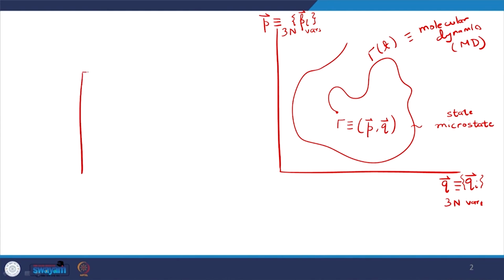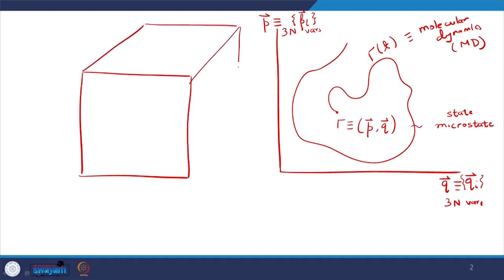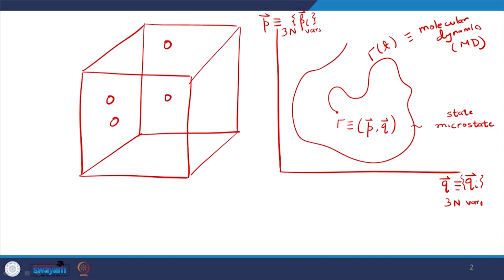So then let us see what we will do in molecular dynamics. How will we make it happen? How will we get gamma of t? So what I will do, or what is typically done, is I will start with a system of a certain number of molecules and I will place them in some kind of a box. So these are the molecules or particles in the system, and there are n of them.